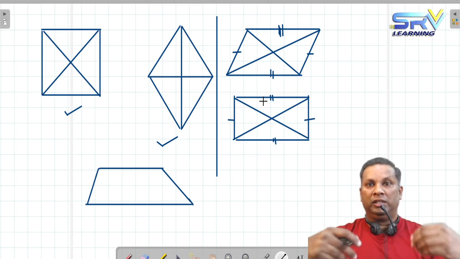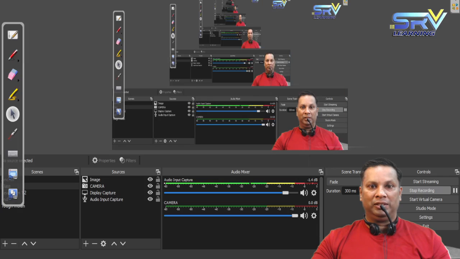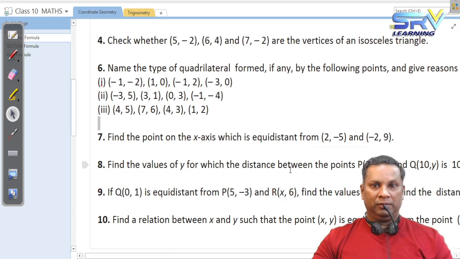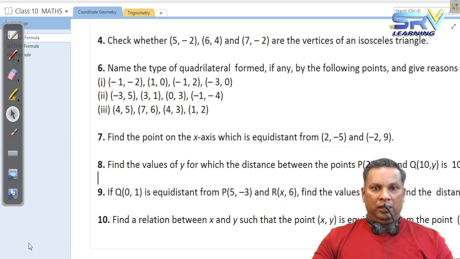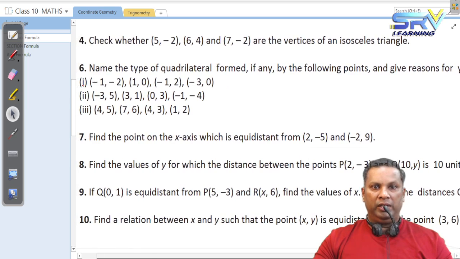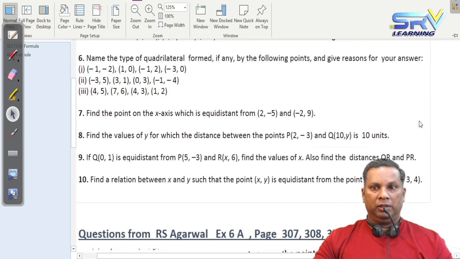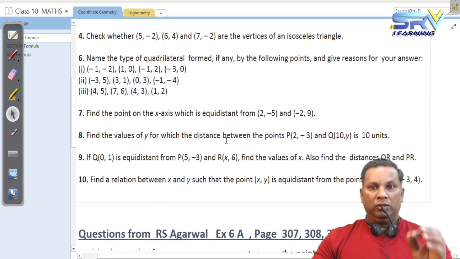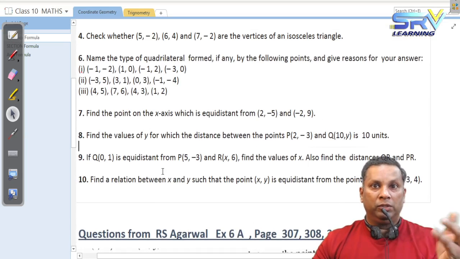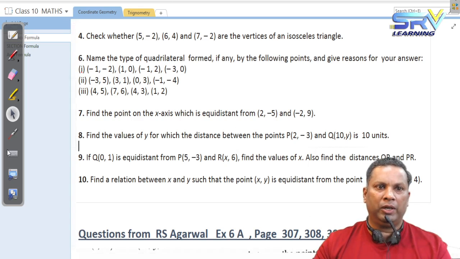ठीक है. So let us go ahead and see the next type of questions where distance formula is being used. Now this question, this is another type of question. ये पूछता है कि find the values of y where the distance between the 2 points is 10 units. So बस वो formula में डालना है, y को y रखना है, and you have to solve it. It's a part of algebra. I'll show it anyhow since we have it here.